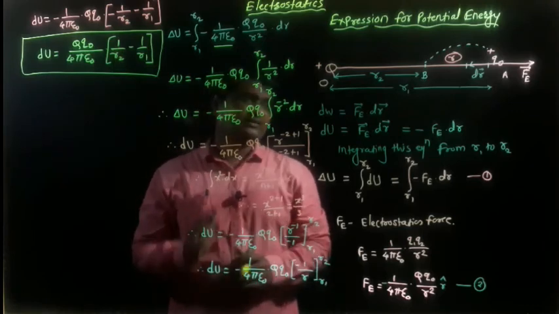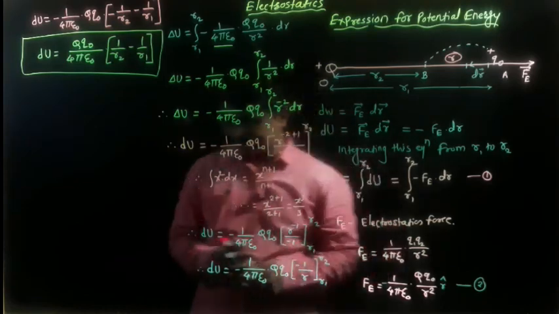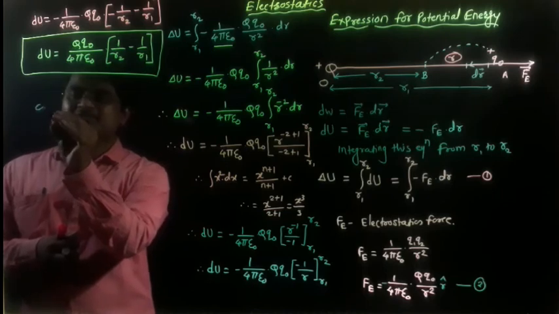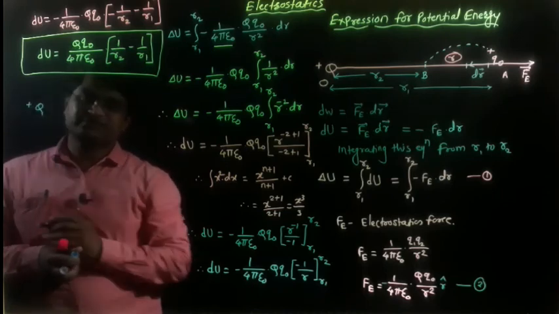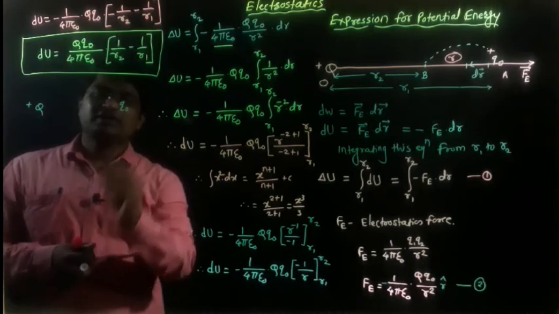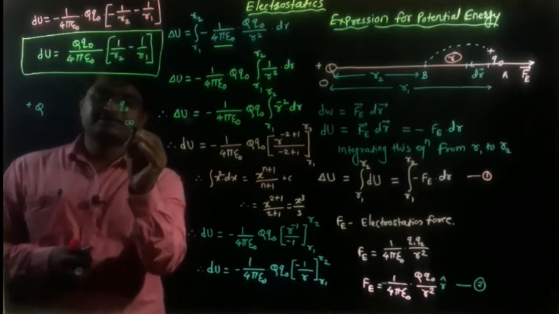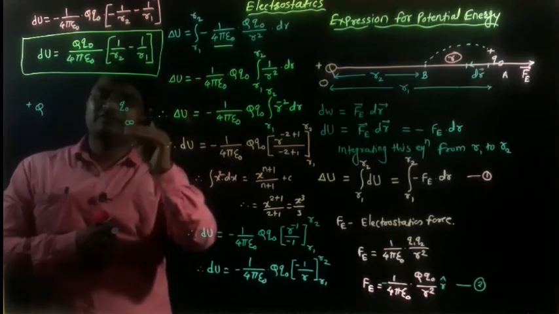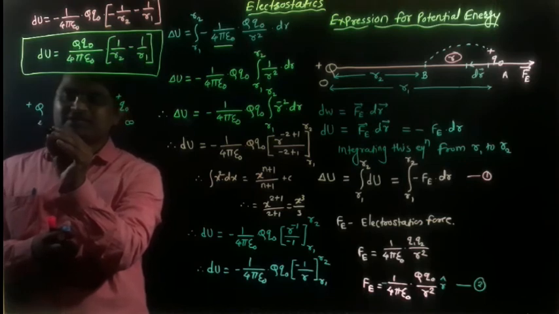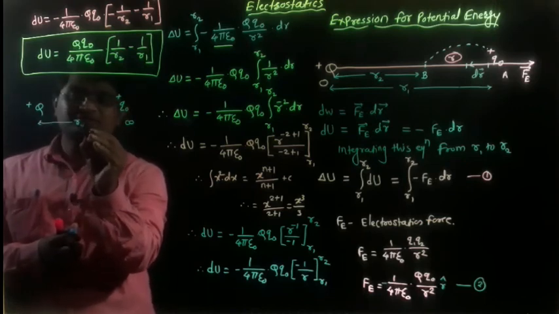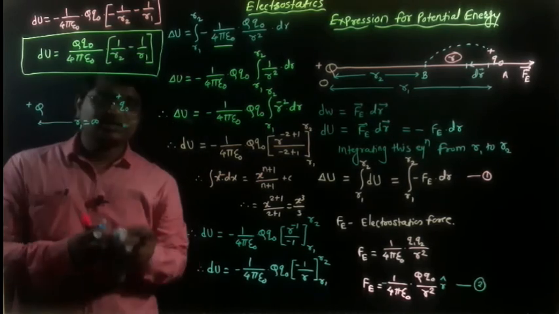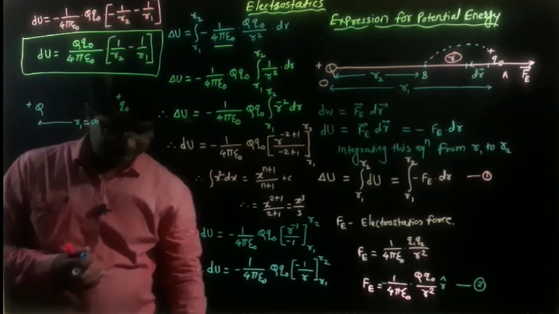Clear? Okay, but just imagine that. Let's see, it is again essential. Imagine this is positive charge q. And imagine that this unit positive charge q naught is present at an infinite distance, very long, very far. So it means that the initial distance r1 is equal to infinity. Get clear?